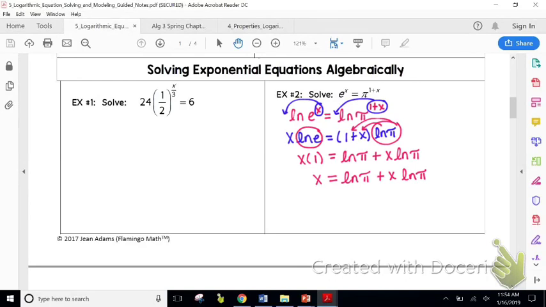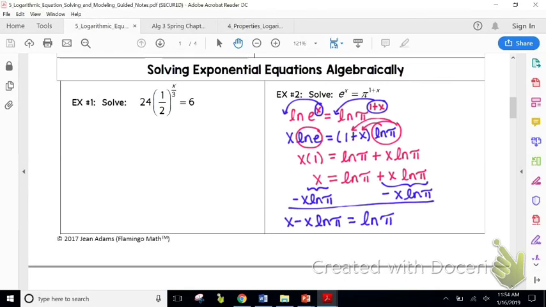Now, when you have more than one x, we have x over here and we have x right here, but they're not like terms, are they? But I still need to get them on the same side. So I'm going to subtract this x natural log of pi and put it on the other side. And so when I do this, I get x minus x natural log of pi equals the natural log of pi. Now we can't combine those two because they're not like terms.